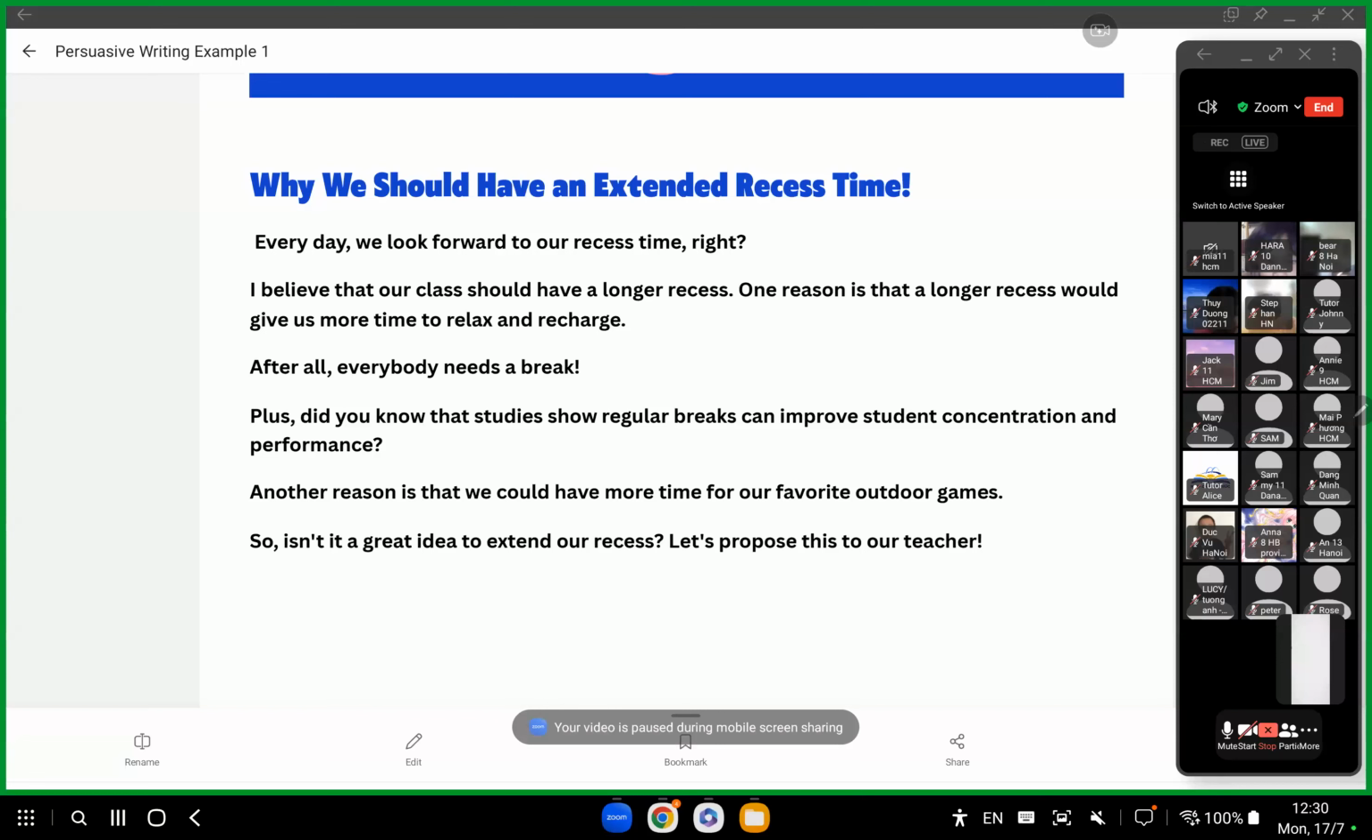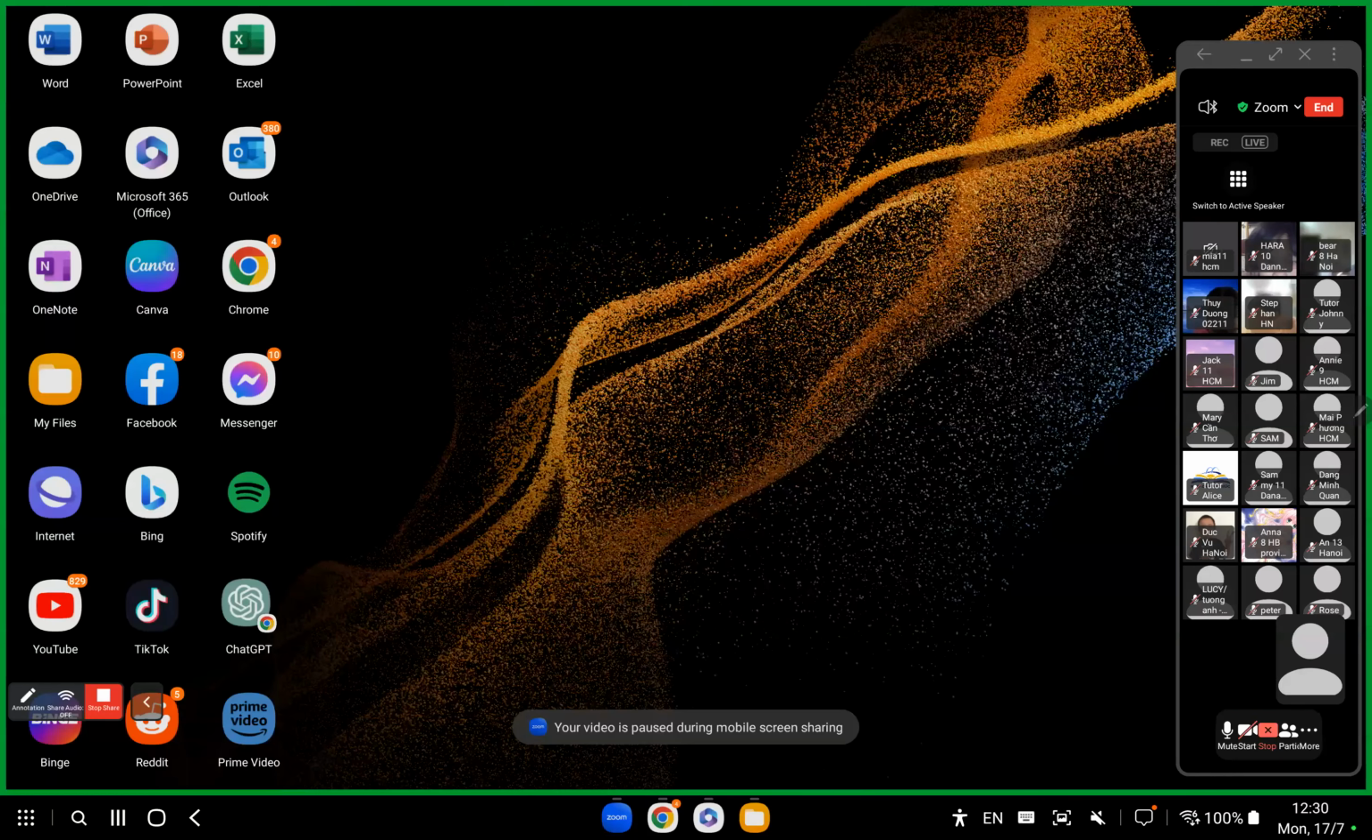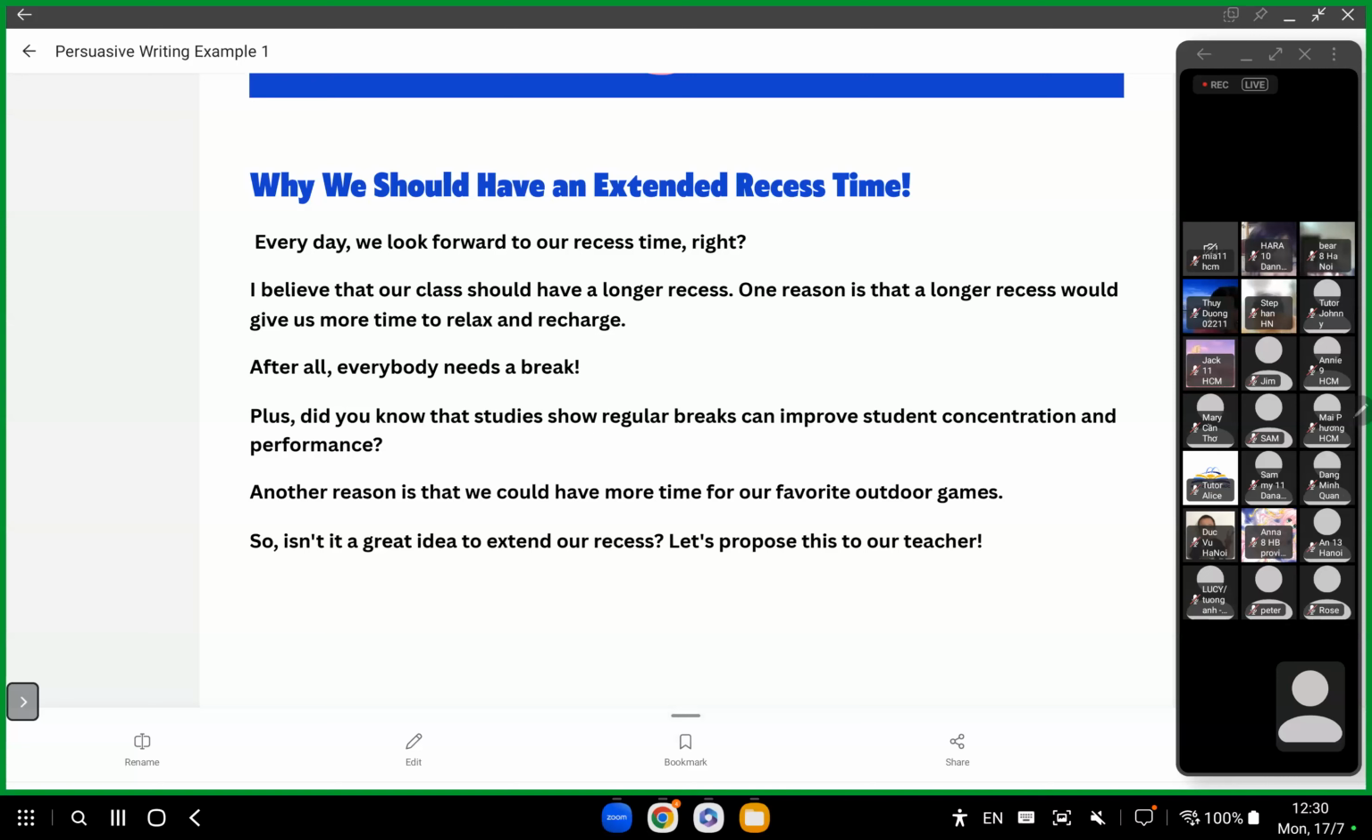So what I'd like to do now is show you a couple of pieces of persuasive writing and get you to break it all down for me. Which part of the persuasive writing is each section of this piece of writing? I'll share my screen. Okay.